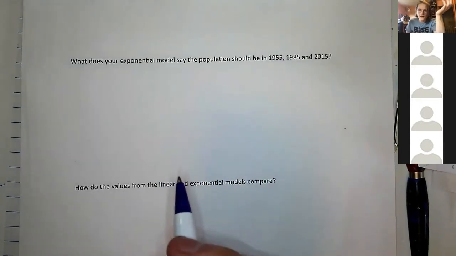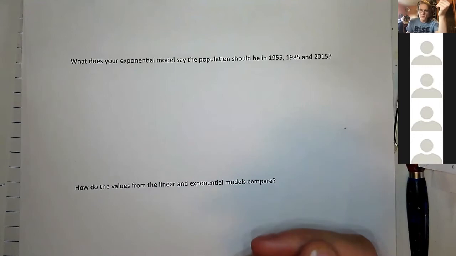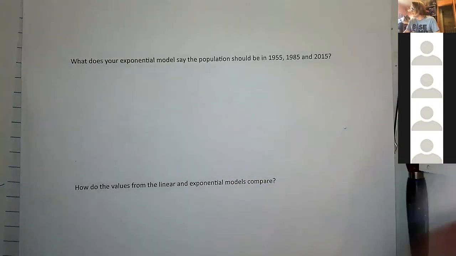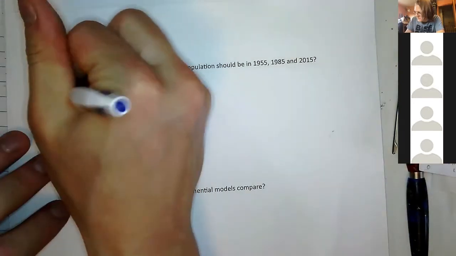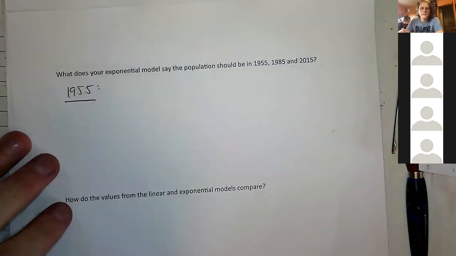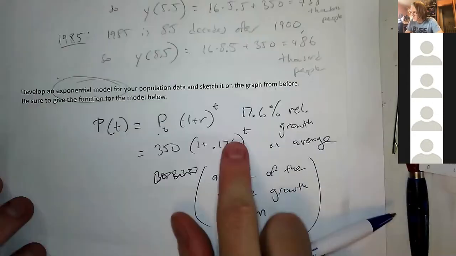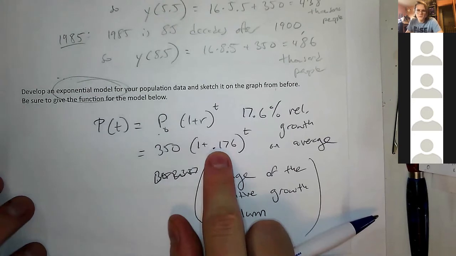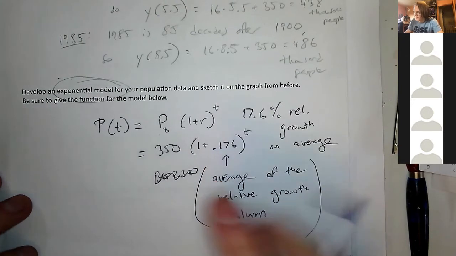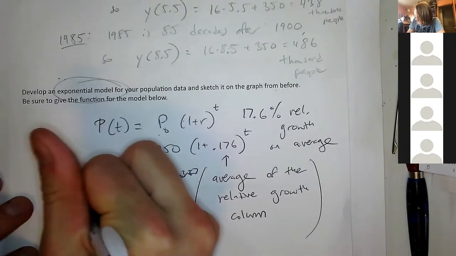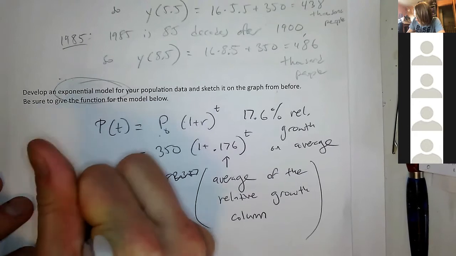Just like with the line, you're plugging in the corresponding x value or t value for those years. So for 1955, the way we set it up, 1955 is 5.5 decades after 1900. So in my model here, I'm going to plug in t equals 5.5, because this t is in decades since 1900.